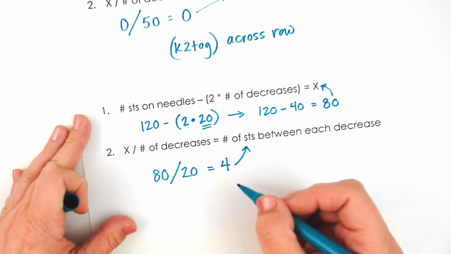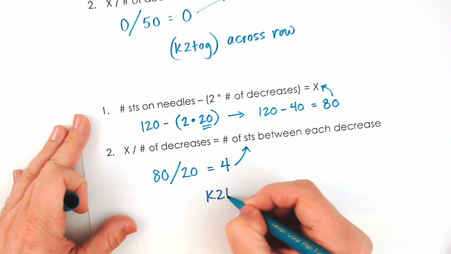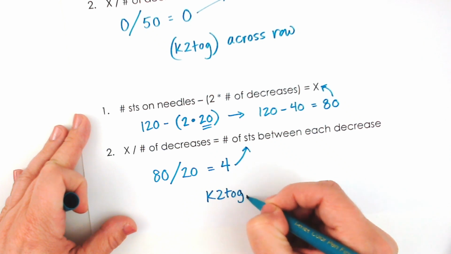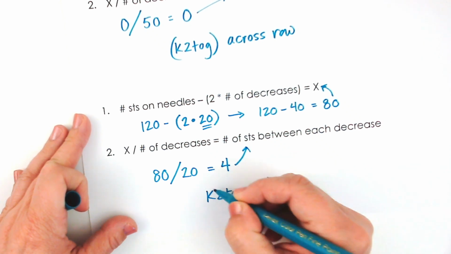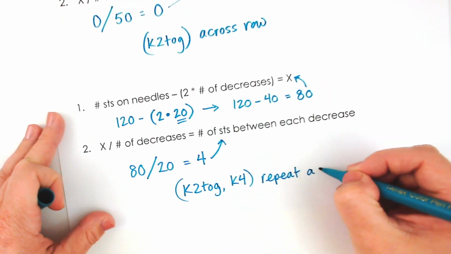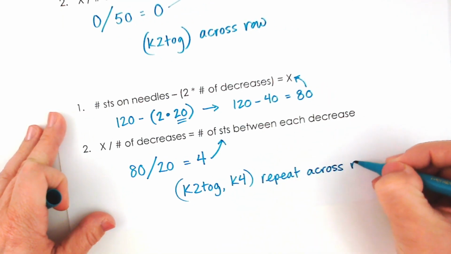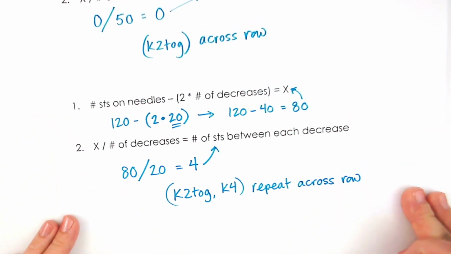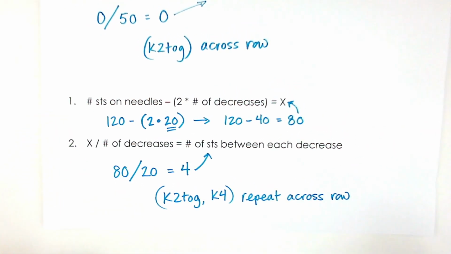So my row would look like this. Knit 2 together, knit 4. And you would repeat that across the row. How are you doing? Are you with me? I hope so. They're going to get a little more challenging. I have 2 more examples.